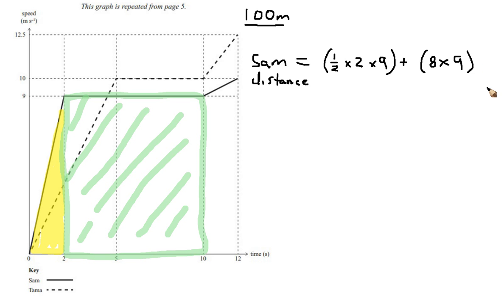Okay, and lastly, we're going to have to work out this last section here under the graph. Now to do that, it's actually easiest if we split it into this block here, and this little triangle up here.